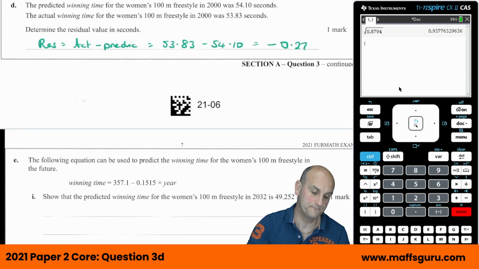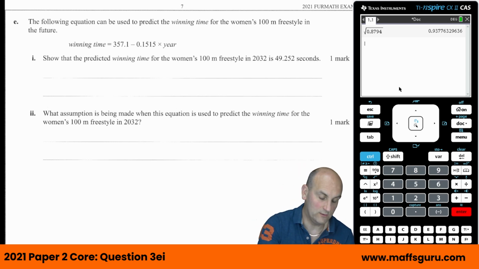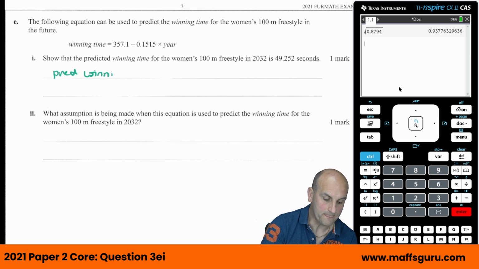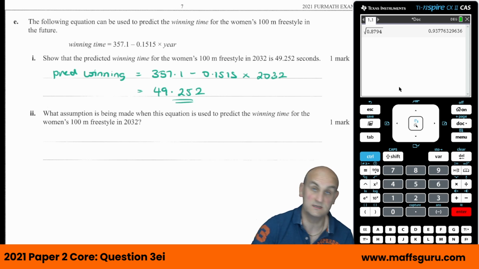No rounding required. The following equation can be used to predict the winning time for the women's 100 meters freestyle in the future. Show that the predicted winning time for the women in 2032 is 49.252. So I just said the predicted winning time is equal to 357.1 minus 0.1515 times the year, which was 2032, and that basically gave me 49.252, which is what the question was effectively asking me to do.